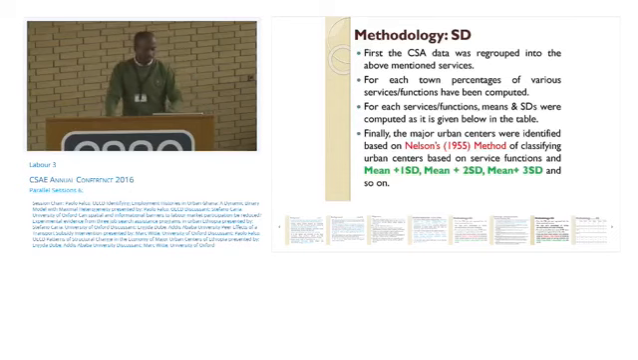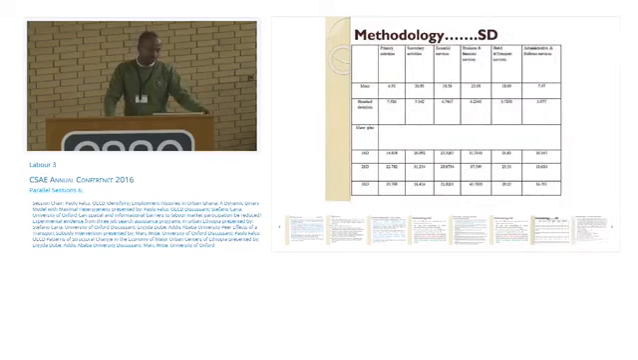So this is the computation. The mean and the standard deviation are computed, and also when we add mean plus SD, these are the values. On the basis of this, cities are classified.